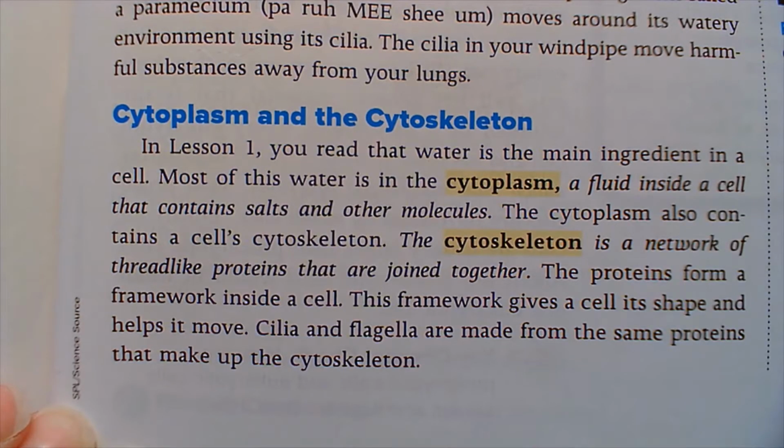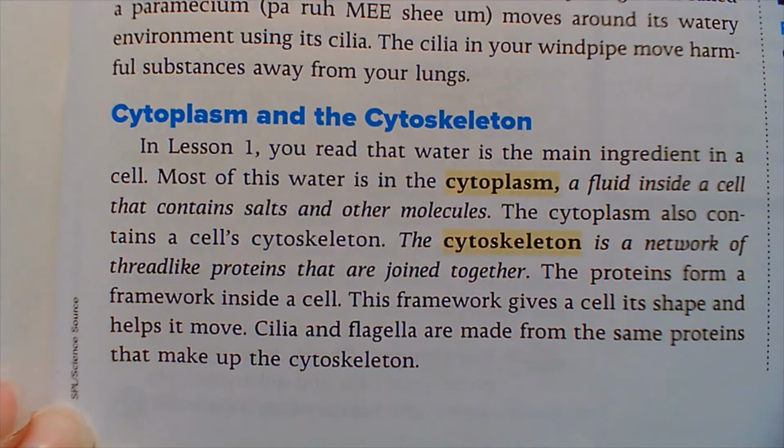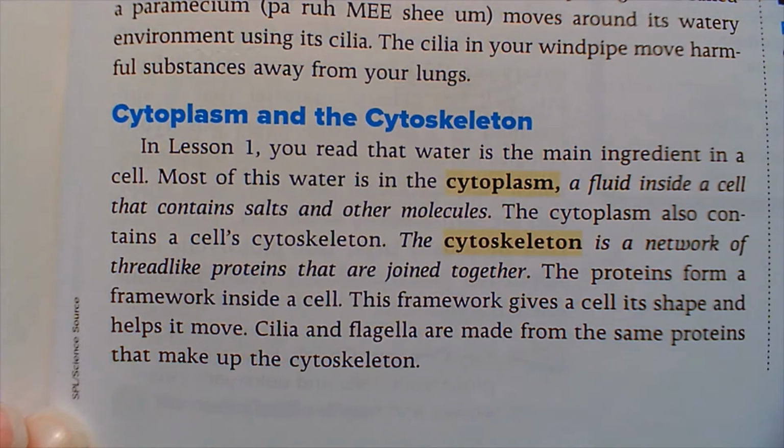Okay, the cytoplasm and the cytoskeleton. In Lesson 1, you read that water is the main ingredient in a cell. Most of this water is in the cytoplasm, a fluid inside a cell that contains salts and other molecules. The cytoplasm also contains a cell's cytoskeleton. The cytoskeleton is a network of thread-like proteins that are joined together. The proteins form a framework inside the cell. This framework gives a cell its shape and helps it move. Cilia and flagella are made from the same proteins that make up the cytoskeleton.